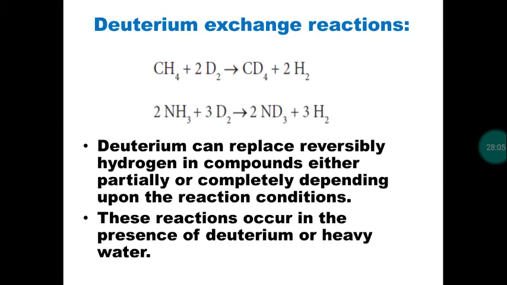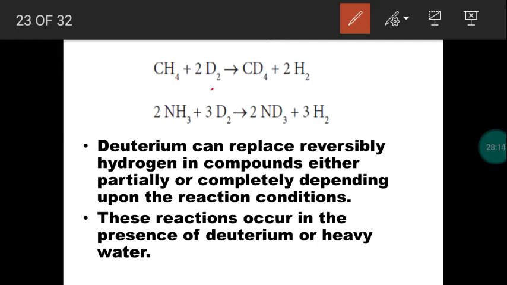Next, this is a 3-mark question. Write a note on deuterium exchange reactions. Right? With the deuterium, when you add some other molecules like methane or ammonia, there will be exchange of atoms. Consider first reaction. CH4, methane, combines with 2 molecules of deuterium. It produces CD4 and 2 molecules of hydrogen, which represents what?